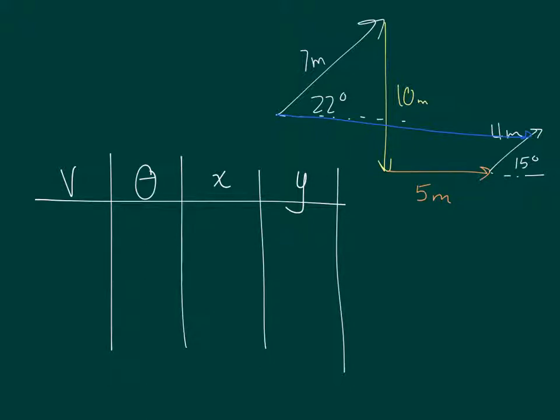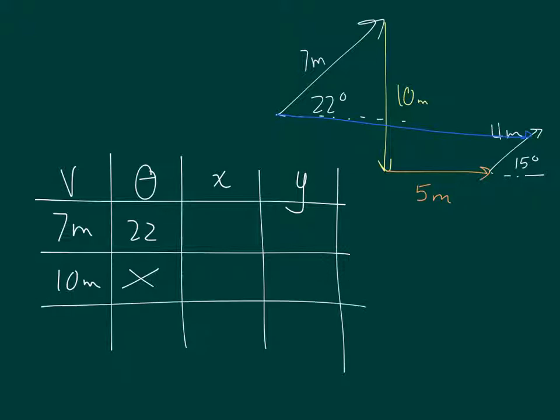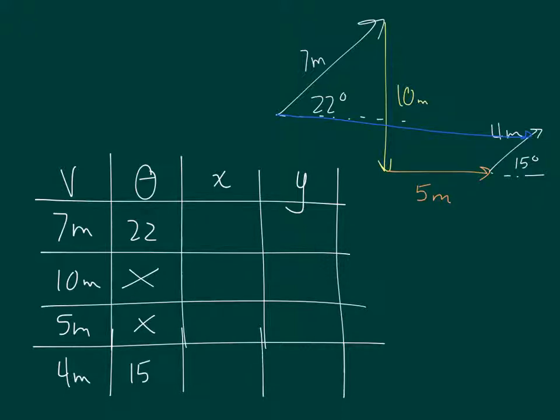Okay, so now, as many vectors as there are, how many vectors were there in this problem, not including the blue one, not including the result vector? There were 4, right? So we have 7 meters at an angle of 22 degrees. We've got 10 meters, no angle involved. We've got the third one, which was 5 meters, again no angle involved. And the fourth one, which was 4 meters at an angle of 15 degrees.